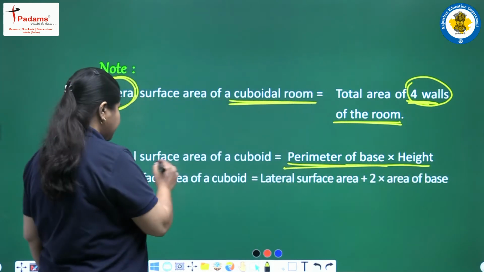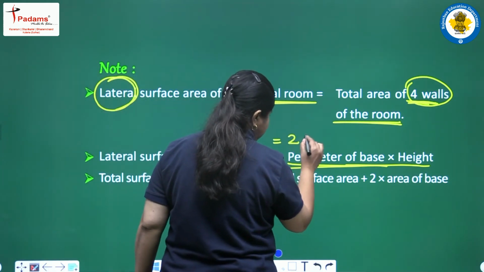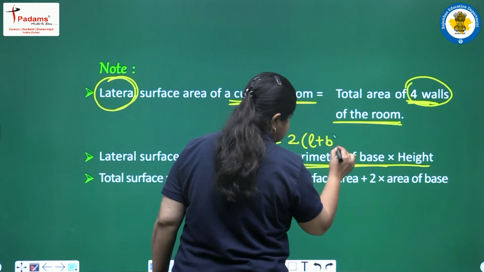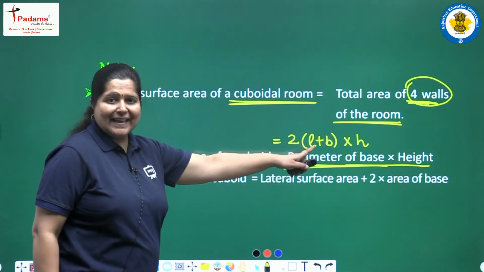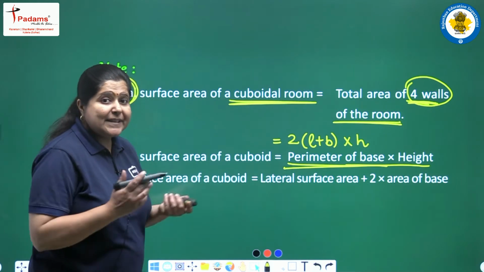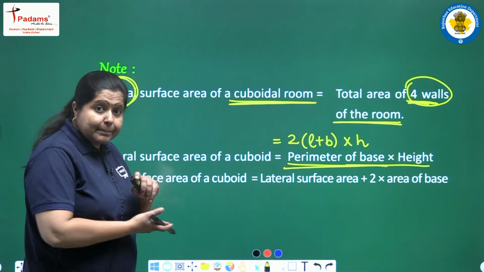Now what is the formula to find the lateral surface area of a cuboid? It is given by 2 into (L + B) into H. And what is meant by 2 into (L + B)? It is nothing but the perimeter of a rectangle. Which rectangle? It is the perimeter of the base rectangle.